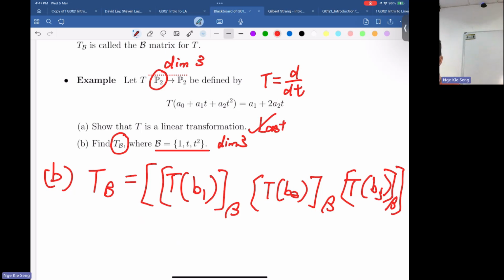We did this last time. Let me try and compute these three vectors.